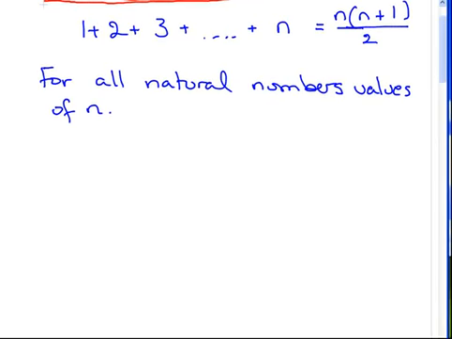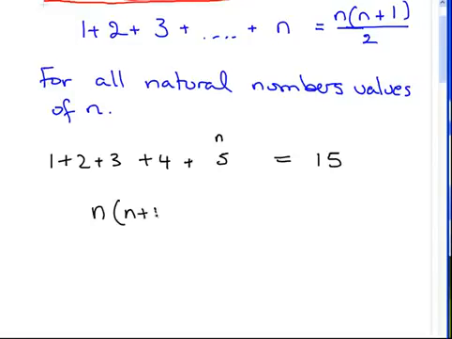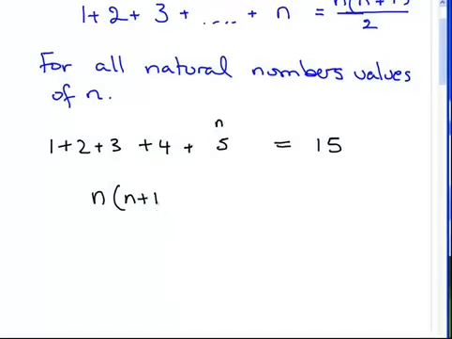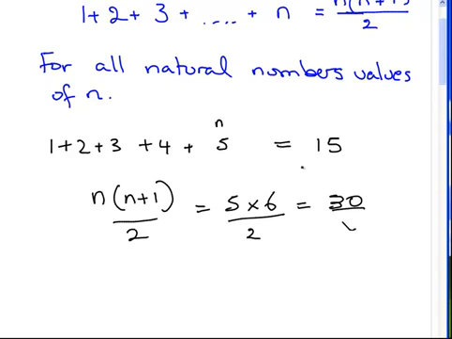Let's just do this in black. 1 plus 2 plus 3 plus 4 plus 5 is equal to 15. Okay. n there is equal to 5. So n times n plus 1 over 2 is 5 times 6 over 2. That's 30 over 2, which is equal to 15. So this sort of checks out.